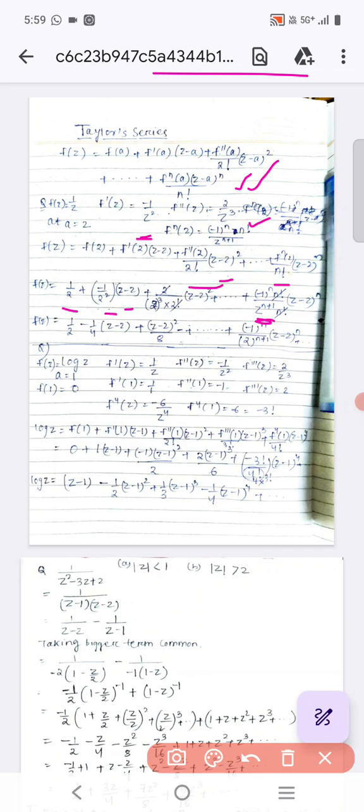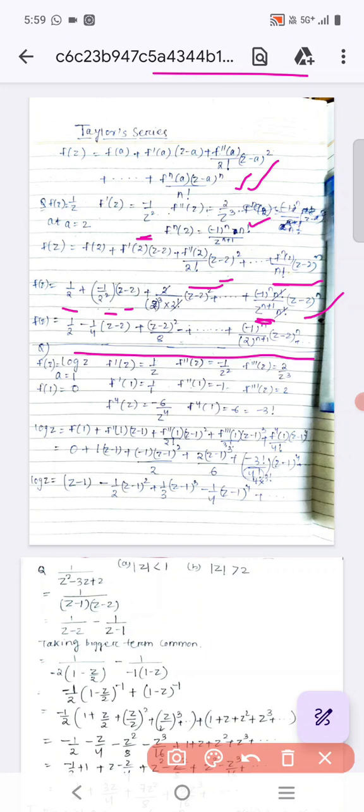Then I have taken one question that f of z equal to log z. So f of z is log z. First, what will be the first derivative of f of z? That is d by dz of log z, that is 1 by z. And we will find the series at point 1, a equal to 1. So first derivative at 1 equal to 1 by z, that is 1 by 1, that is 1.